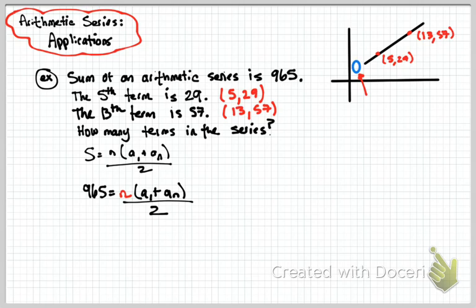And I'll mark here what our goal is. We want to find what our first term is. So if it's on the same line, we can work backwards to figure that out. So let's go ahead and find our slope.